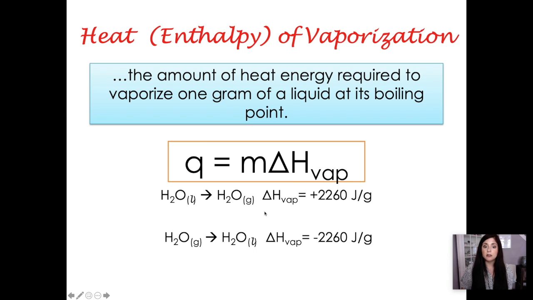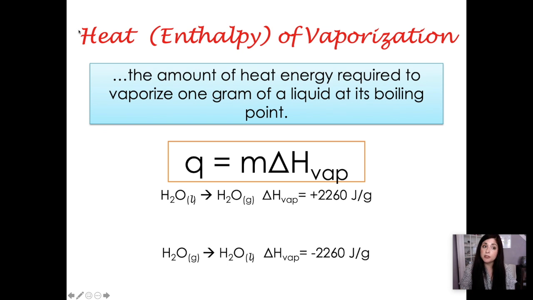And again, let's look at the value for water. So water, to get it to vaporize, it requires 2,260 joules per gram of energy. That is a huge value, which we're going to compare to other values in class together.